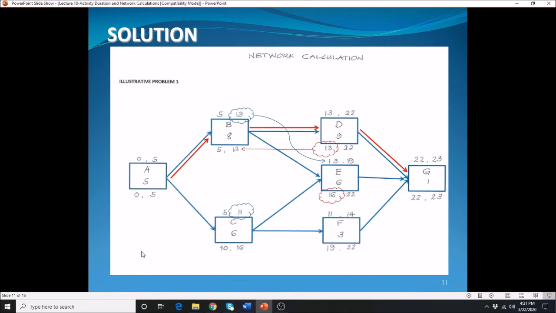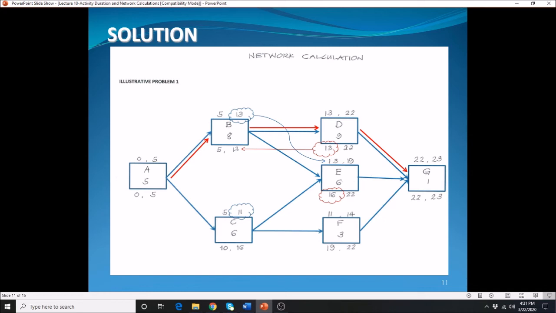Alright, so there are several rules when you do your network calculation. The first one: as you perform the forward calculation, for you to determine the early start of a given activity, you need to consider the maximum. As you perform the backward calculation, you are going to consider whichever is the minimum, okay? To determine the late finish of a given activity, you have to consider whichever is the minimum of the late start of the succeeding activities.